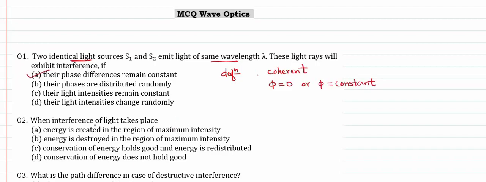Second, when interference of light takes place, is energy created in the region of maximum intensity, is energy destroyed in the region of maximum intensity, or does conservation of energy hold good and energy is redistributed? So option C will be the answer. Conservation of energy takes place. Energy gets redistributed between bright and dark fringes.